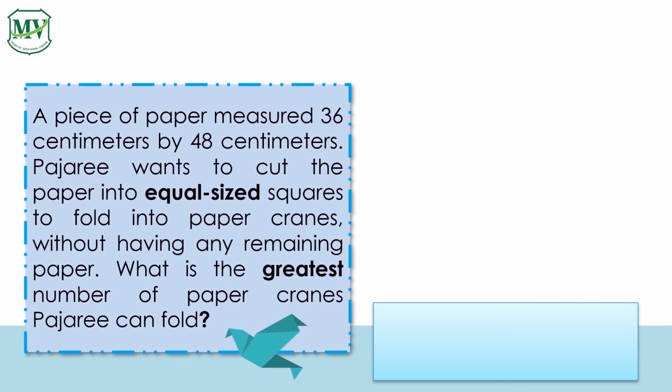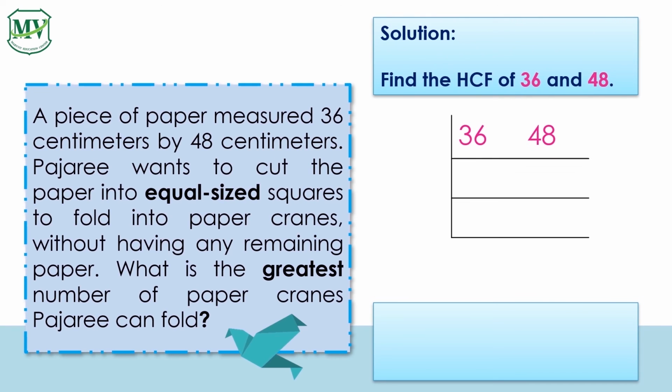What do you think is the keyword in the problem? You're smart! Yes, the keyword is greatest. This means that we are going to use HCF to find the greatest number of paper cranes that can be folded. So, let's find the HCF of 36 and 48. 2 is the prime factor of 36 and 48.